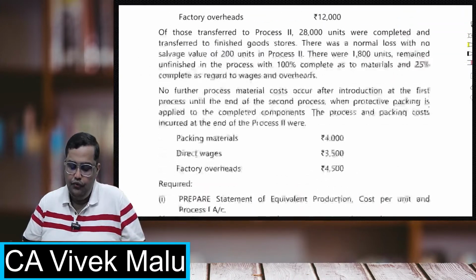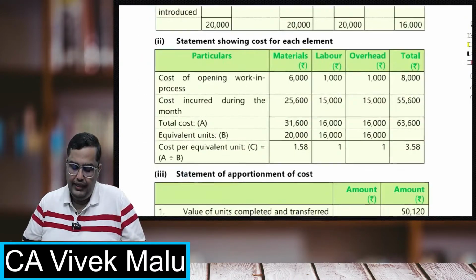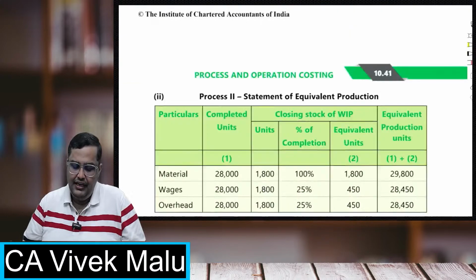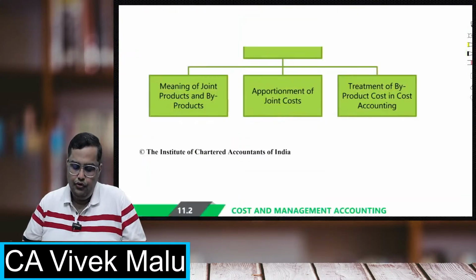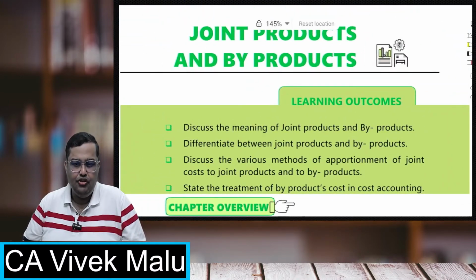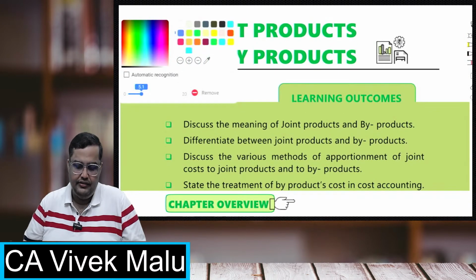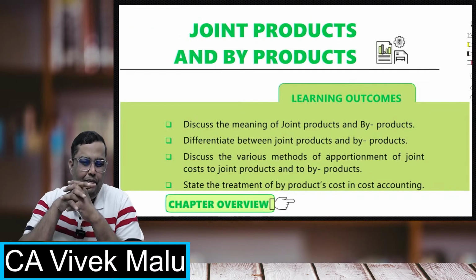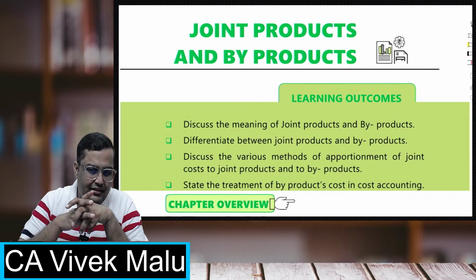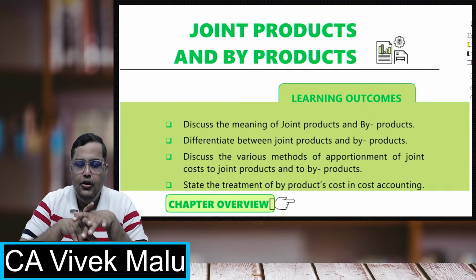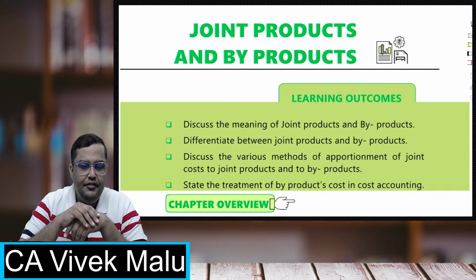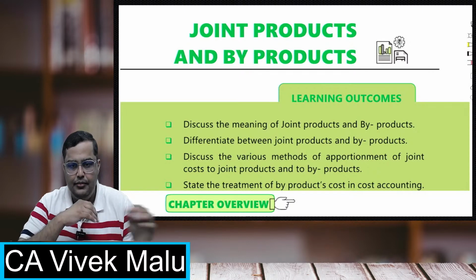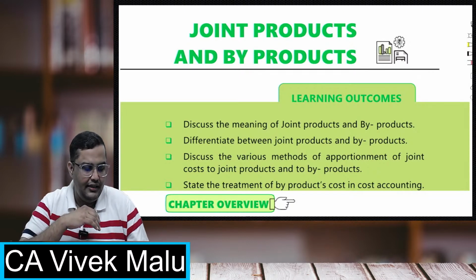Okay, now we'll move to the next one, that is joint and byproducts costing, which is again a very easy topic. Process was a bit difficult, but joint and byproducts costing is quite easy. I'll tell you one thing, joint and byproducts normally do not come in every exam, at least for the practical part. In practical, it will not be asked in each and every exam. Sometimes it is asked in theory.